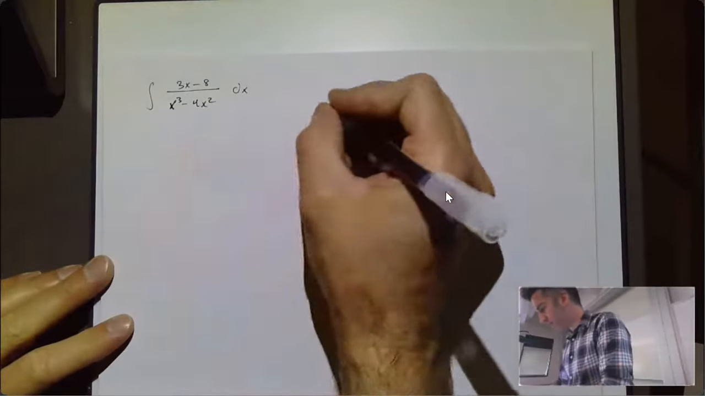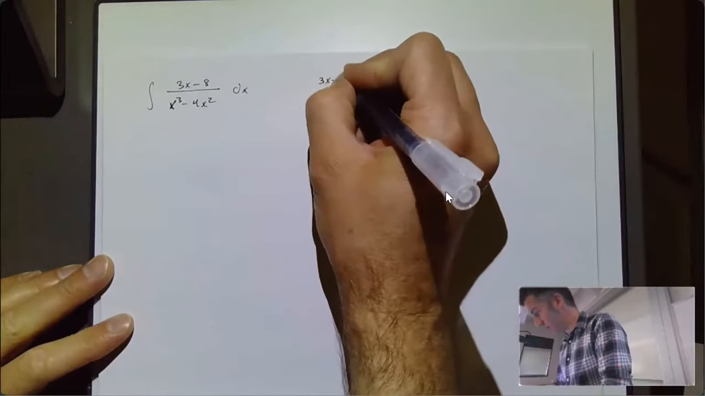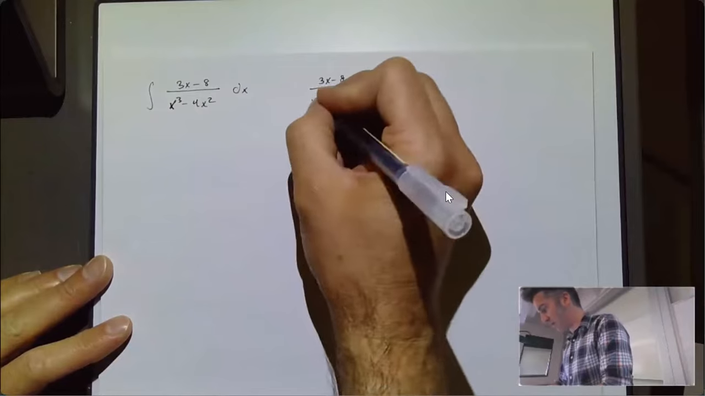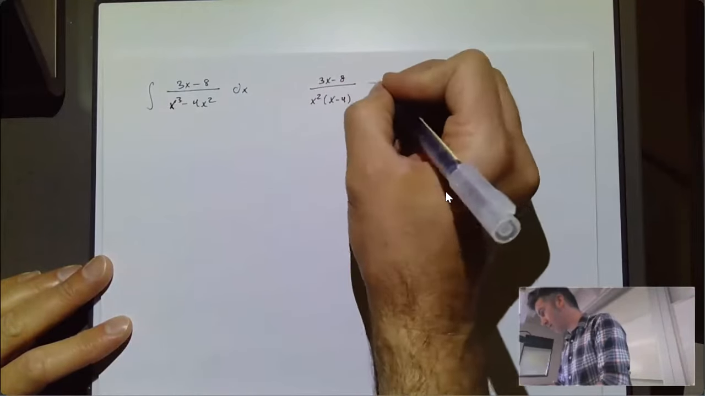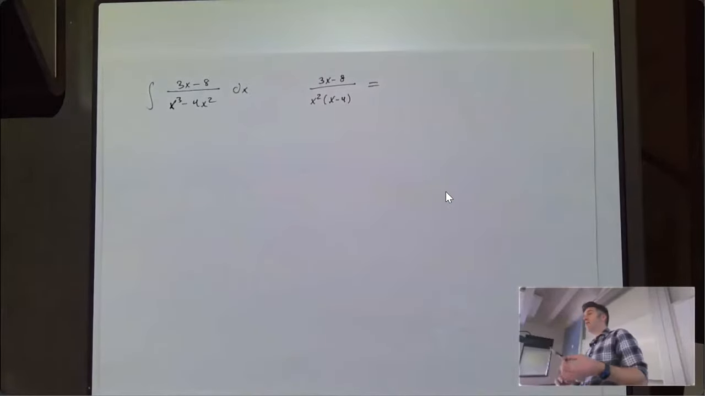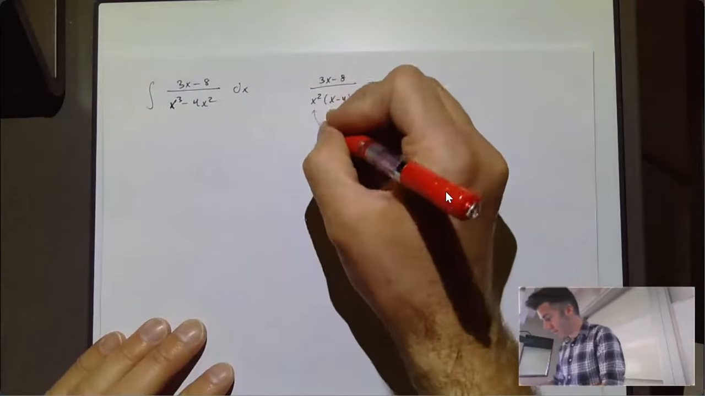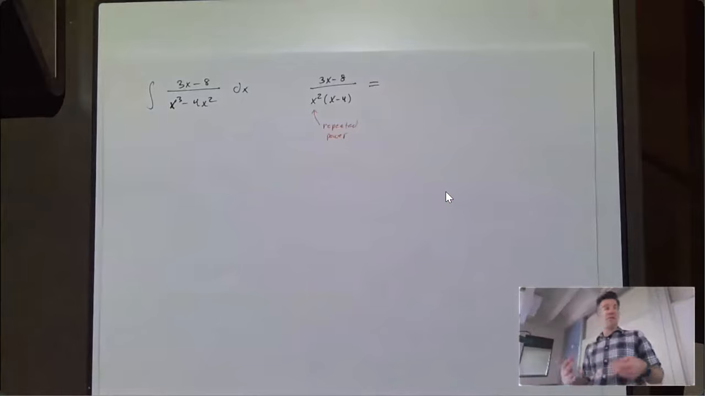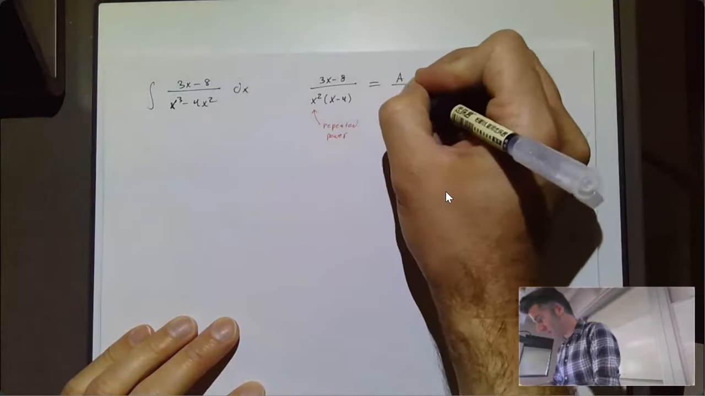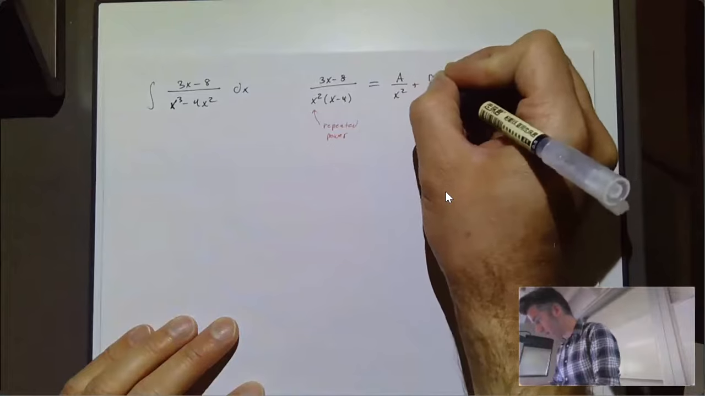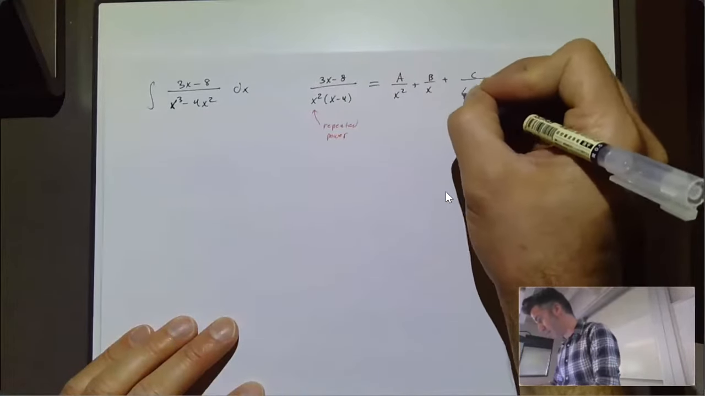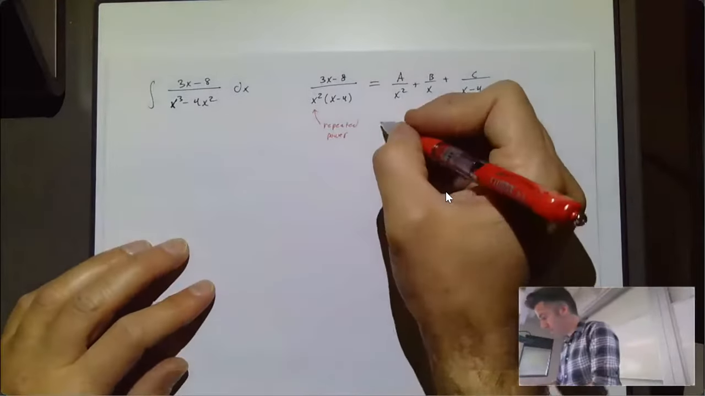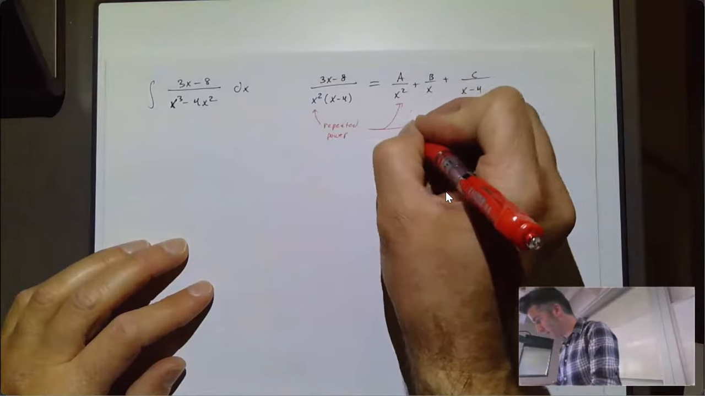So now we're going to have our partial fraction decomposition. We have 3x minus 8 divided by, if I factor this, x squared times x minus 4. Now here's an important thing to know. If you have a factor that's raised to a higher power, so here we have x squared, that's a repeated power. When you have a repeated power, you need a fraction for each power that's less than or equal to that power. Meaning, I'm going to write this as some constant over x squared plus some constant over x, and then plus some constant over the other factor, x minus 4. So the repeated power means I need a fraction for each power.